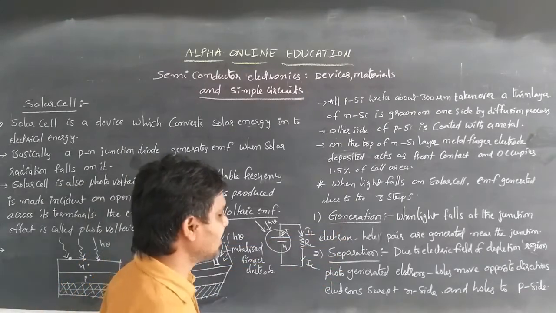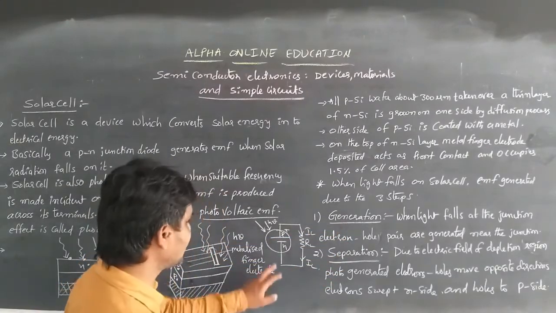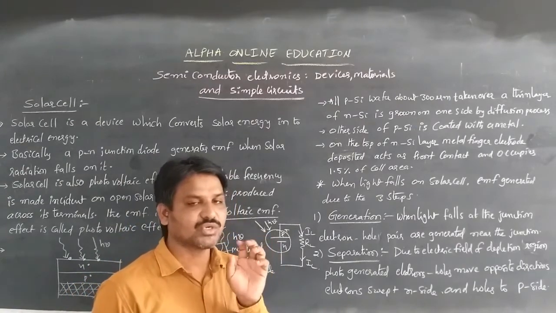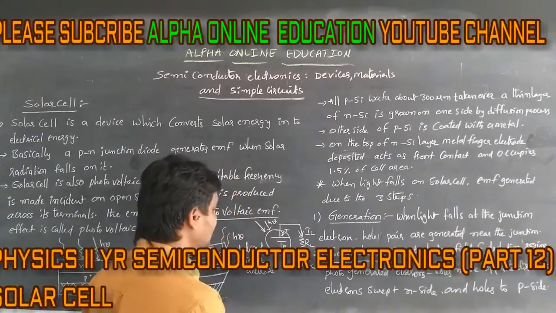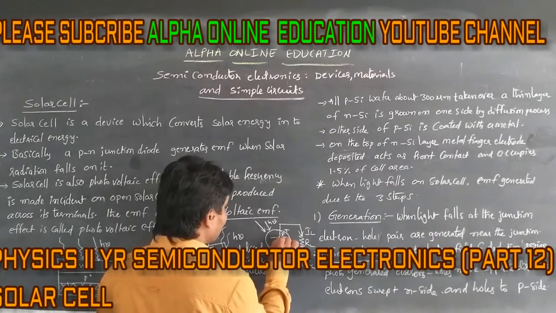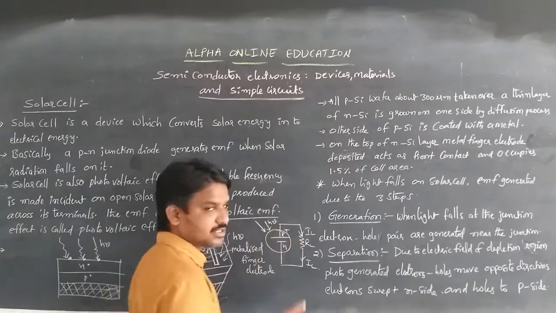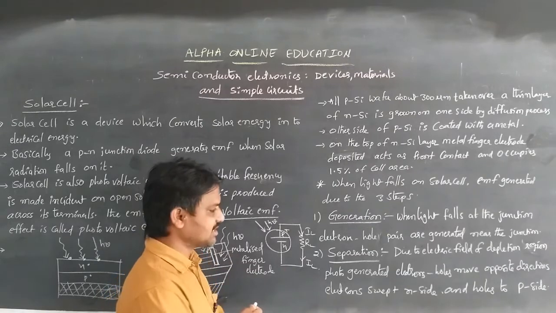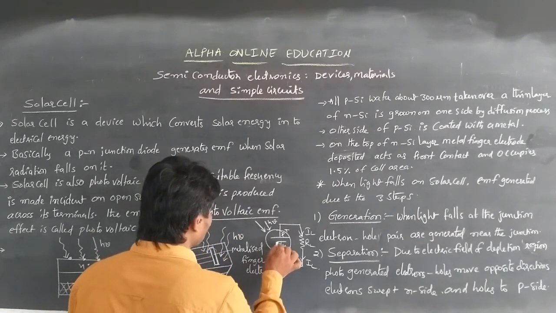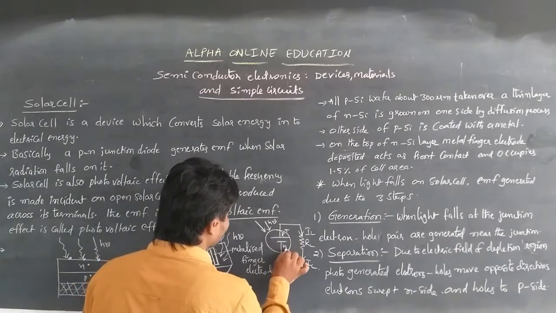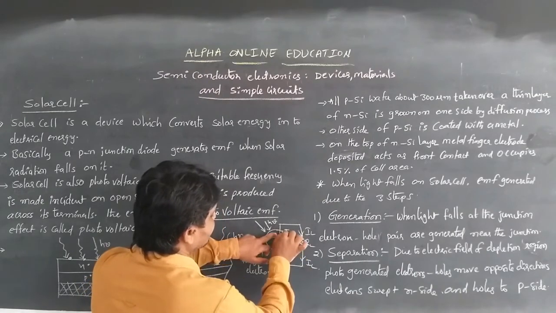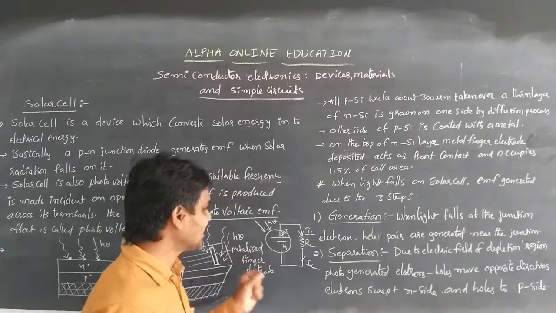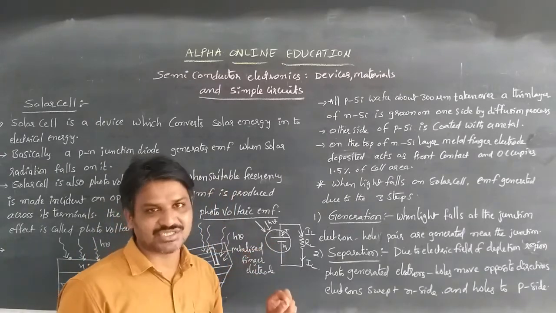The next one is separation. Separation means that, due to the electric field of the depletion region, the photo-generated electrons and holes will move in opposite directions. Electrons are swept towards the n side and holes move towards the p side.